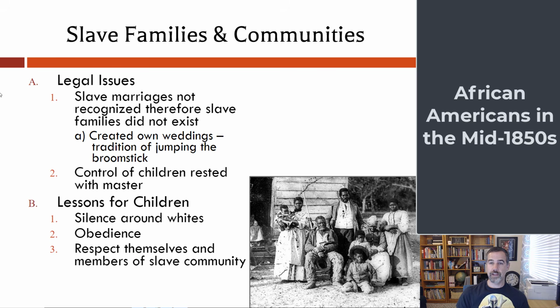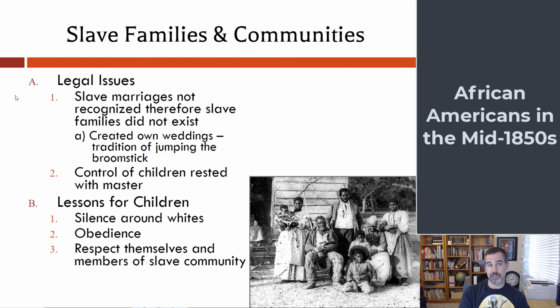In regards to slave families and communities, since slaves were considered property, there were issues with the legality of their marriages. So slave marriages were not recognized. Therefore, slave families did not exist, and slave owners could sell husbands and wives, children, and siblings from each other from one place to another. So slaves would usually create their own weddings, and they had the tradition of jumping over the broomstick. Of course, control of children rested with the master.